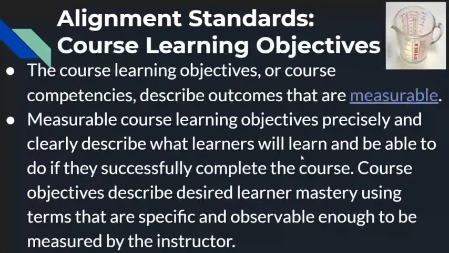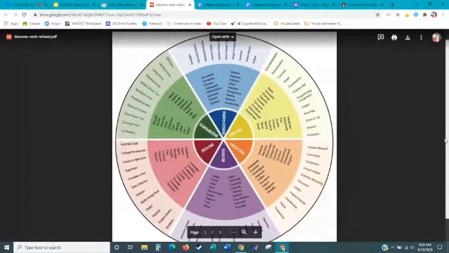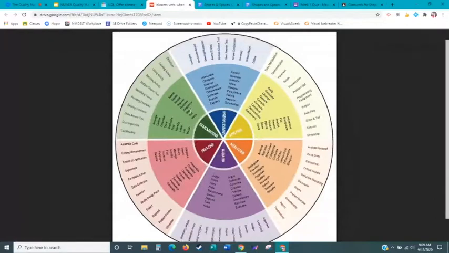So the course learning objectives or the course competencies describe outcomes that are measurable. Measurable course learning objectives precisely and clearly describe what learners will learn and be able to do if they successfully complete the course. Course objectives describe desired learner mastery using terms that are specific and observable enough to be measured by the instructor. And so by measurable, what we mean is an action verb. So here we have a Bloom's taxonomy verb wheel. In the middle, we have the tiers of Bloom's taxonomy. We have remembering, understanding, applying, analyzing, evaluating, and creating. And then branching out in the sections after that are the action verbs.